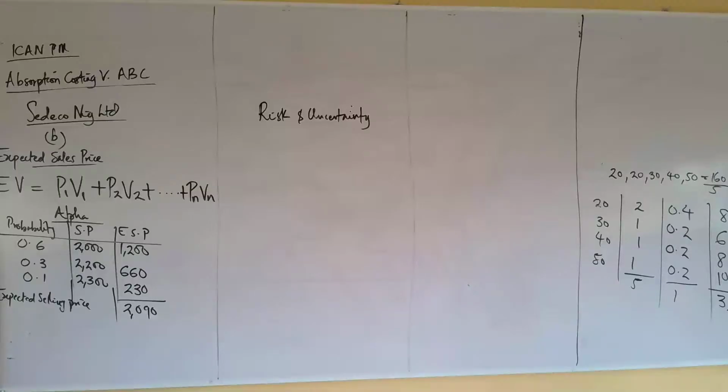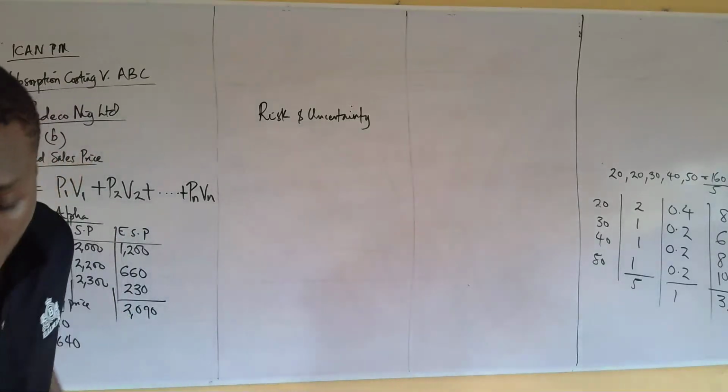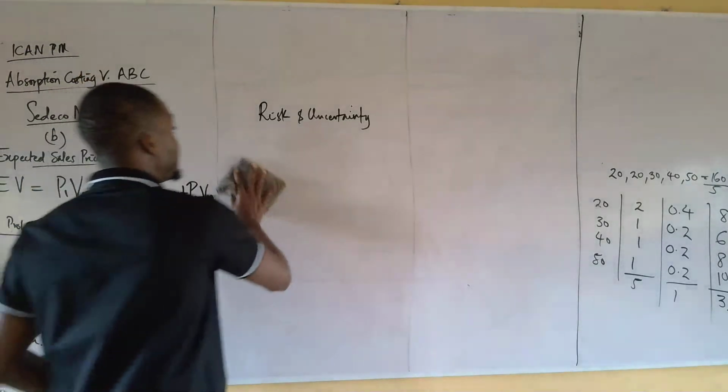Are we done? Yes. Okay. Now let's go. What's the expected selling price for Beta? 2110. Yes. Everybody got the same thing. And for Gamma, 1640. And they went further to say we should calculate the profit.